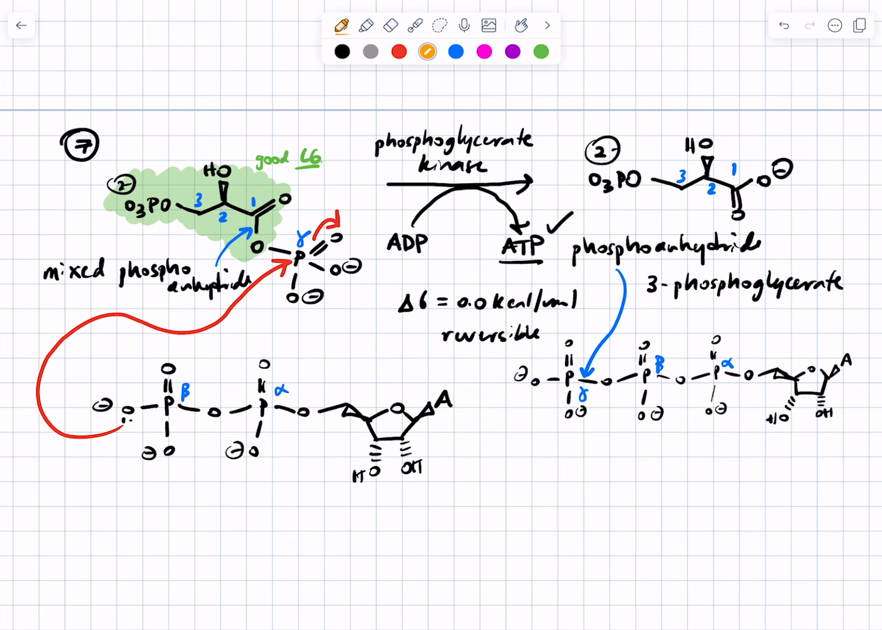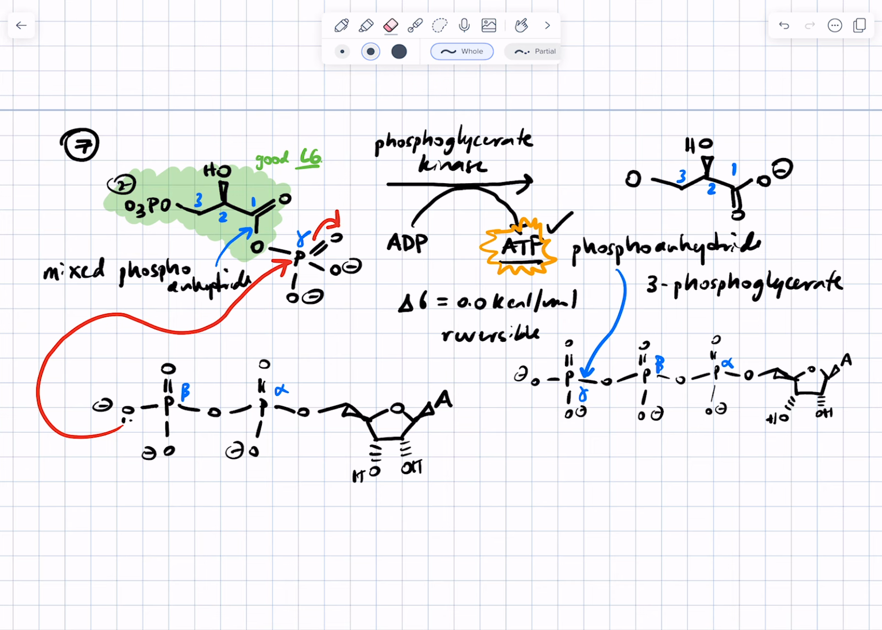And we pointed out last time that this is a payoff step. We're generating, for every molecule of glucose, 2 molecules of glyceraldehyde 3-phosphate. So we just paid off our ATP debt. Now, once we get to 3-phosphoglycerate, we're pretty close to the end of glycolysis. But if we want to generate another equivalent of ATP, we got a problem.